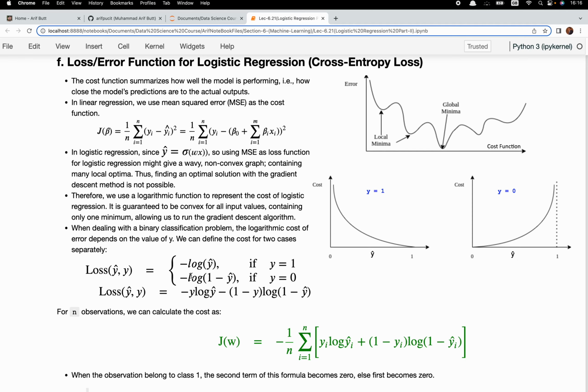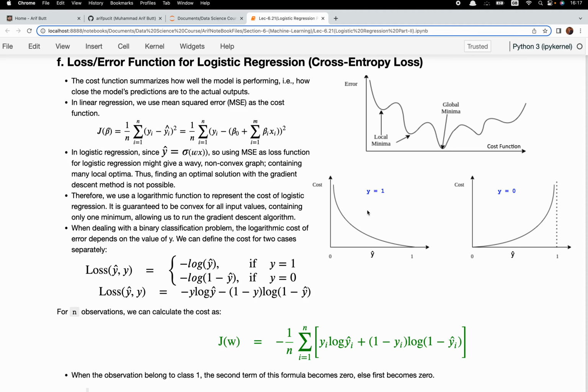Well, when dealing with a binary classification problem, the logarithmic cost of error depends on the value of y. You see, in these two equations, if y equals 1, the cost is minus log of y hat, and for y equal to 0, the cost can be written as negative log of 1 minus y hat. So this is also shown over here in these two graphs.